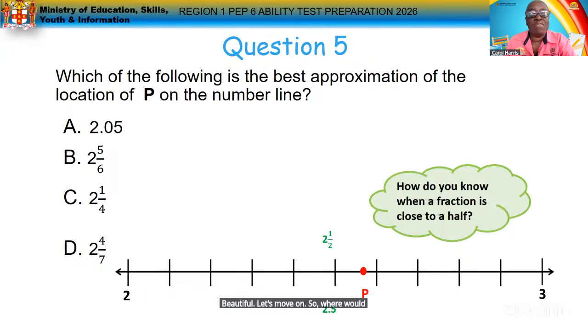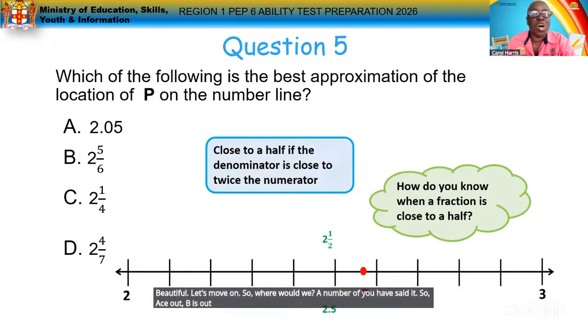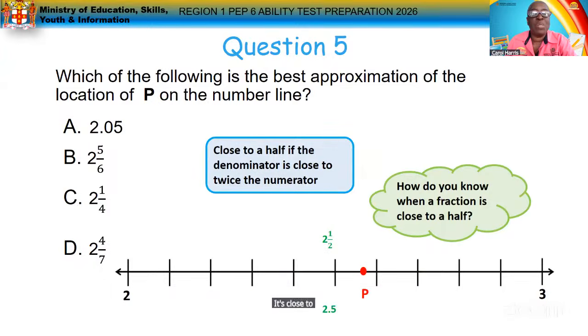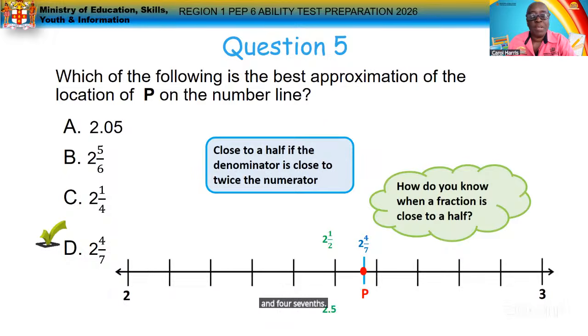A number of you have said it. So A is out, B is out, so is C. Obviously, close to a half of the denominator is close to twice. It's close to a half. The denominator is close to twice the numerator. We've said that. So let's move on. What would be our correct option then? Our correct option would be option D, 2 4/7. Great. Next question. Let's move on.